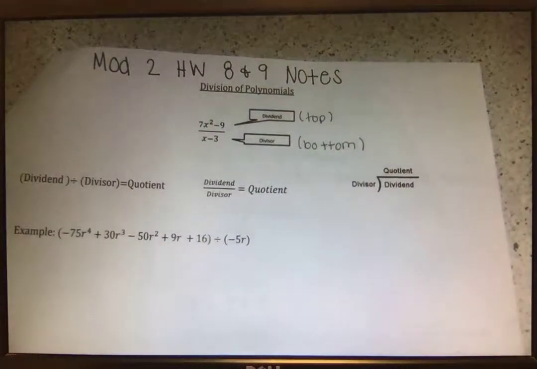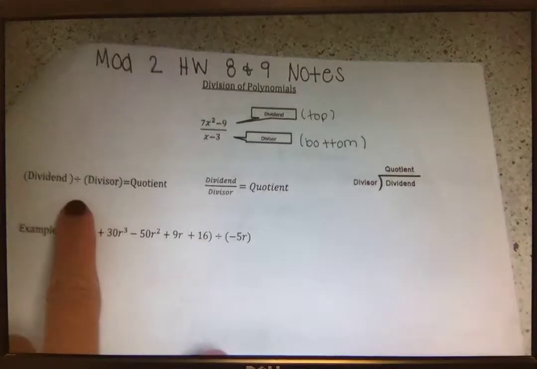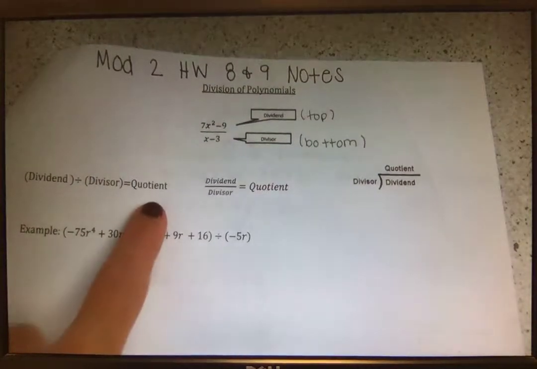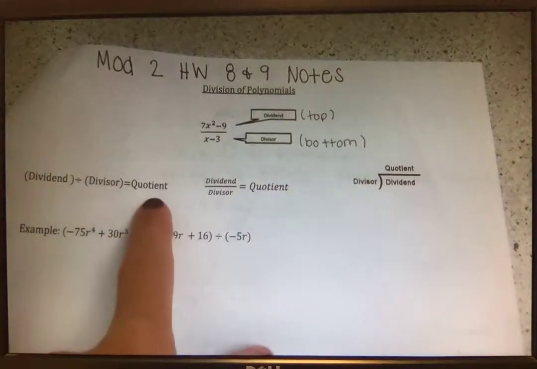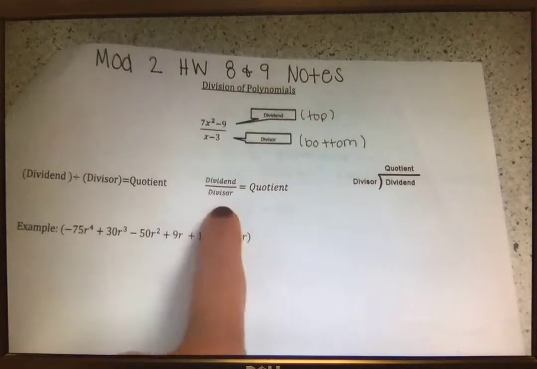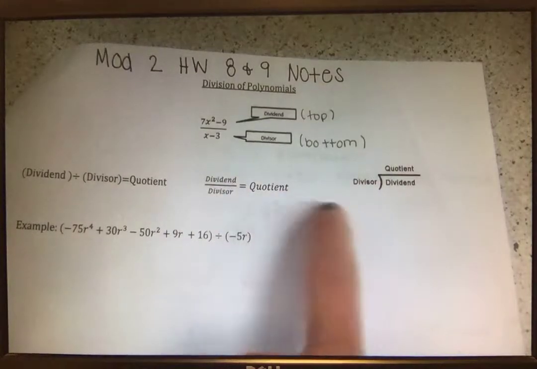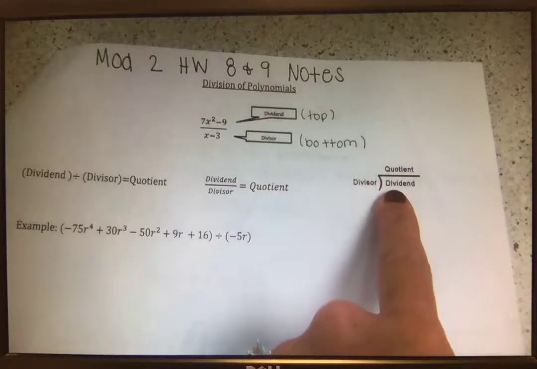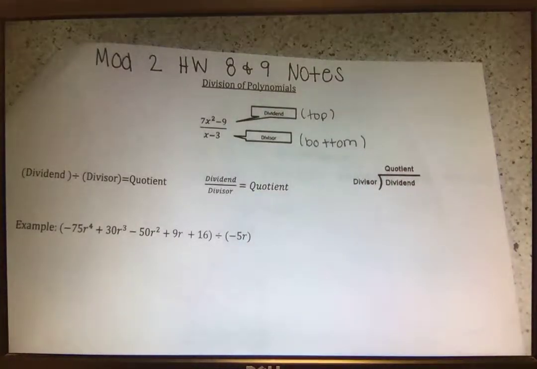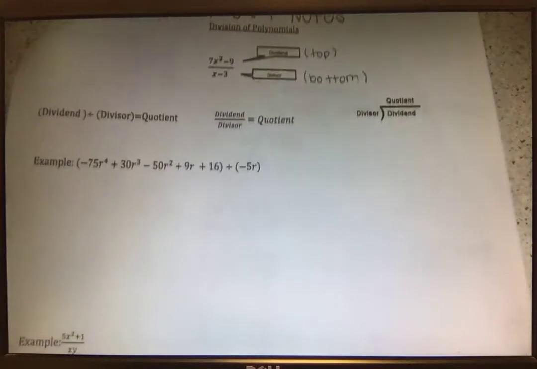So we can write division a couple different ways. We can actually use the division symbol and say dividend divided by divisor is our answer, or answer is the quotient. We could write it as a fraction because fractions mean divide, so dividend over divisor equals our quotient. Or we can use a long division symbol and say our dividend divided by our divisor is our quotient up top. So a little vocab for you.